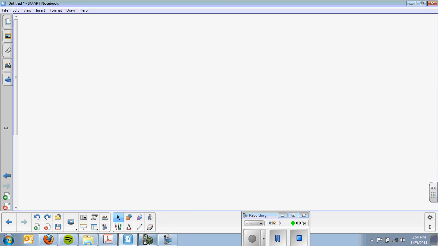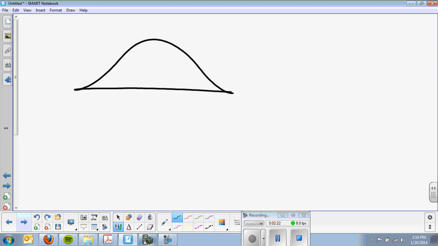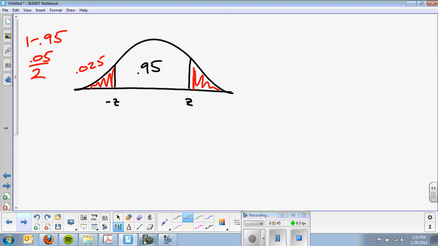Let's say that I'm talking about the middle 95%. All right, so I've got 95% in the middle. I've got my negative Z here, positive Z here. I know the whole thing adds up to 1, so I'm going to subtract that. 1 minus 0.95 gives me 0.05. That's both tails. I only want one tail, so I'm going to divide that by 2, and I'm going to get 0.025 and 0.025.